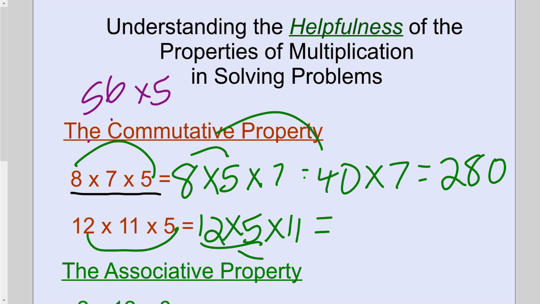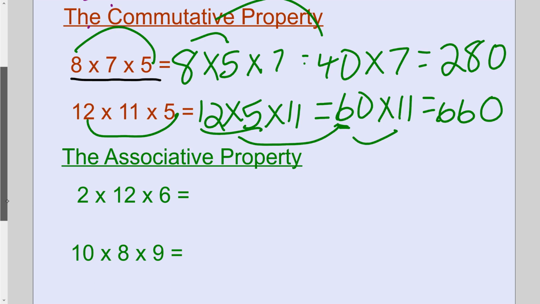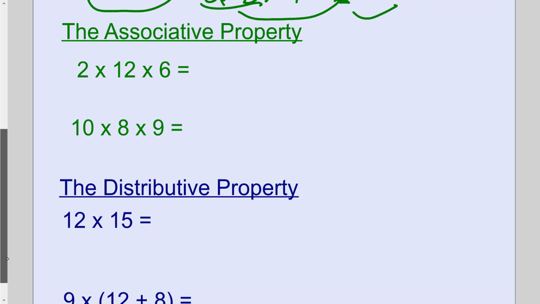Well, 12 times 5 is 60. And then I do 60 times 11. Well, 6 times 11 is 66, and then I have my 0. That would be the commutative property. Now let's take a look at the associative property.